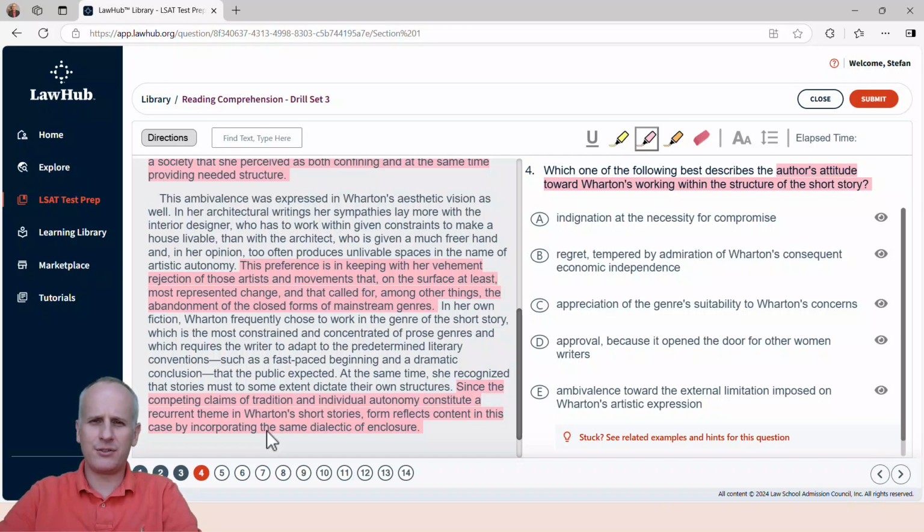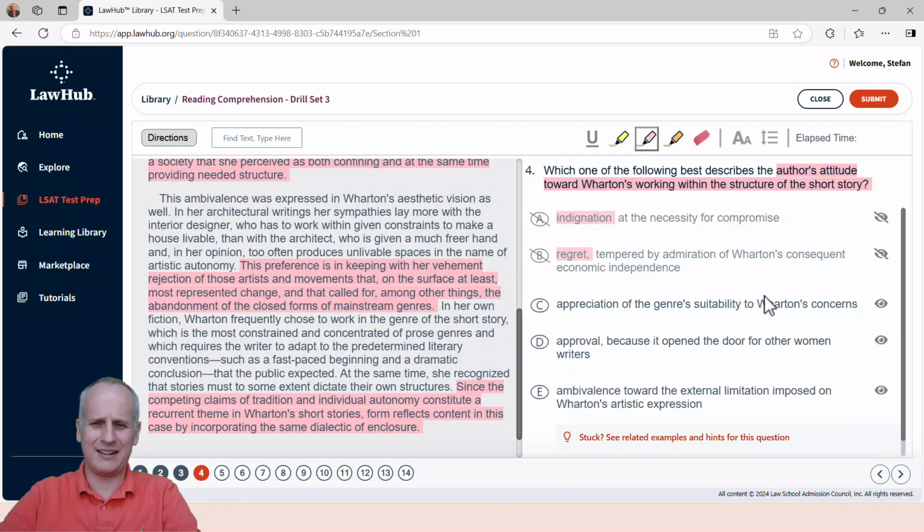So we go to our answer choices looking for something that matches the main ideas as it pertains to the short story without necessarily rereading a whole heck of a lot. So choice A reads, indignation at the necessity for compromise. Well, certainly not indignant in any fashion. So A is absolutely extreme and absolutely eliminated. Then choice B, regret tempered by admiration of Wharton's consequent economic independence. Regret, there's no regret anywhere. That's going to be eliminated.